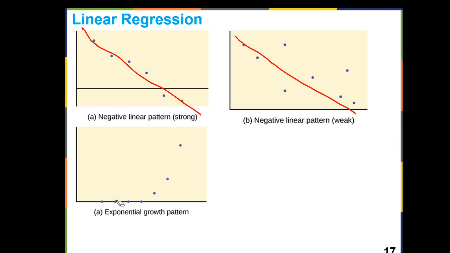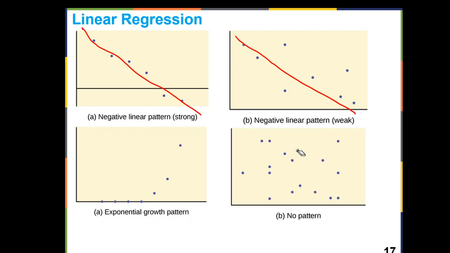Here, this is not even linear because it's exponential, you see. That's not a linear growth. And if it looks like that, you can't make any slope out of this. It looks like it's all over. That is no pattern, so no correlation. All right.